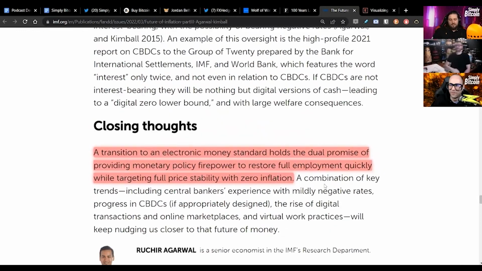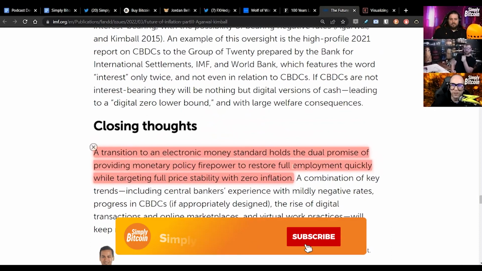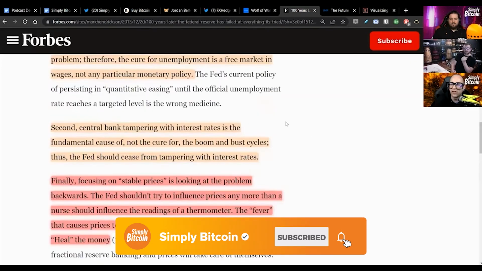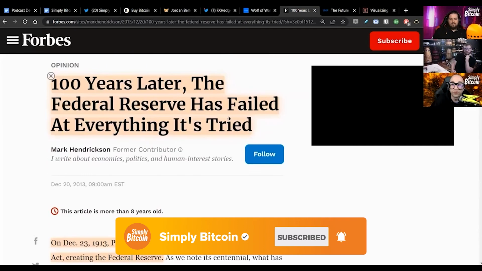Okay, Phil, finish up. Yeah, I'll finish up. A transition to an electronic money standard holds the dual promise of providing monetary policy firepower to restore full employment quickly while targeting full price stability with zero inflation. 100 years later, the Federal Reserve has failed at everything it's tried.